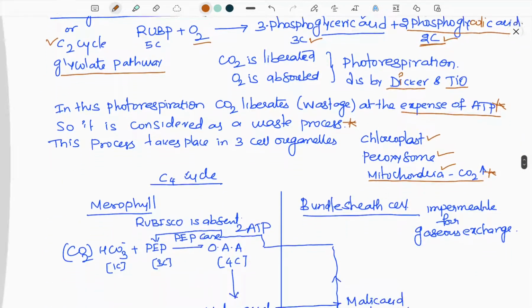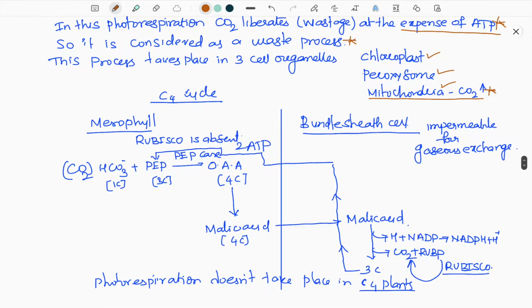I would like to explain that in C4 plants, the so-called photosynthesis takes place in two cells. One is mesophyll, another is bundle sheath cell. We know mesophyll, the tissue in between outer upper and lower epidermis, is called mesophyll. Then what are bundle sheath cells? The cells which are surrounding the vascular bundle, especially in leaf, are called bundle sheath cells.